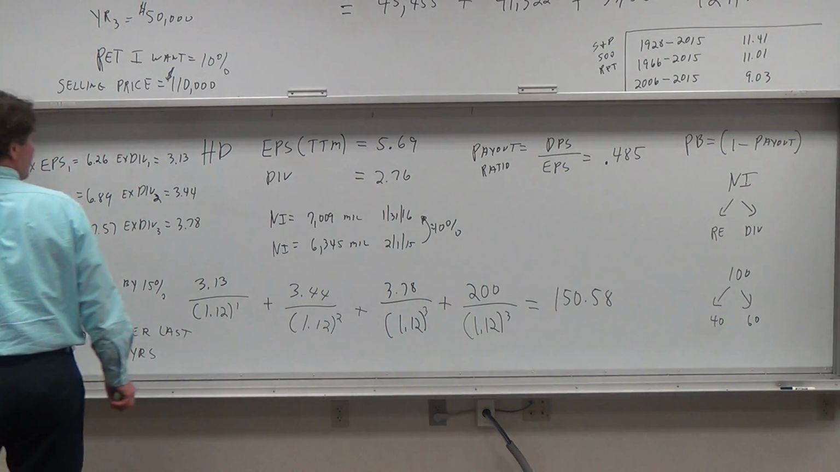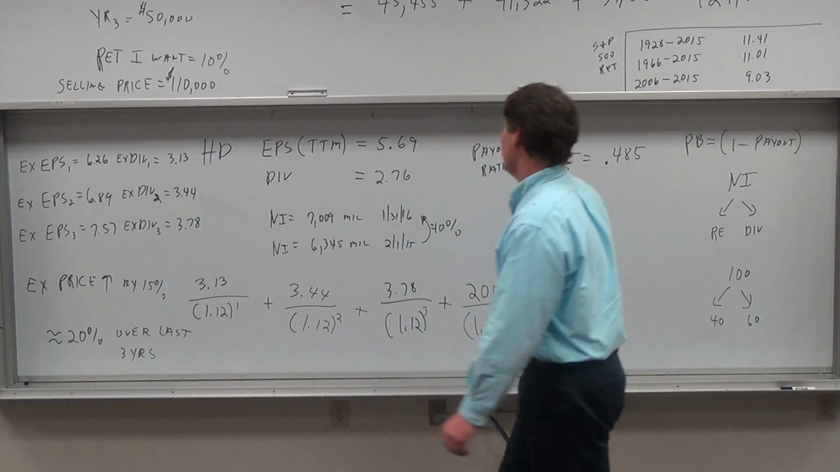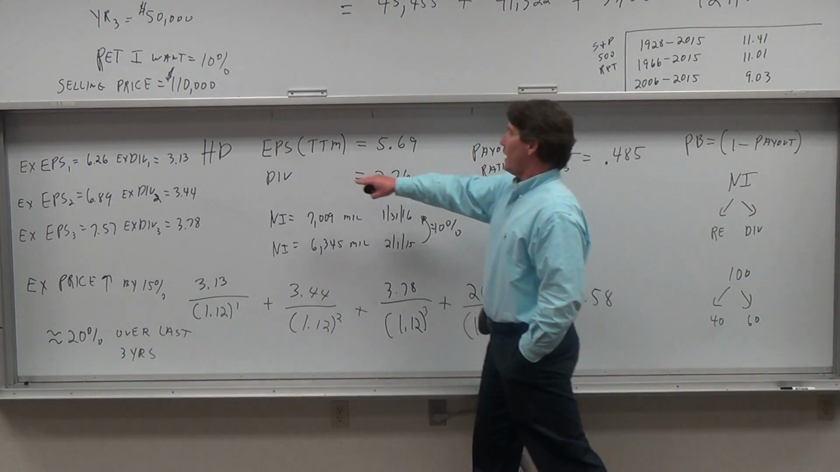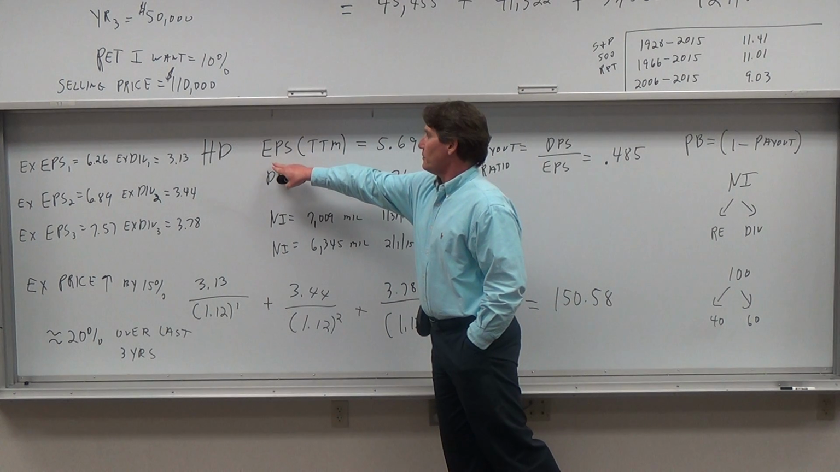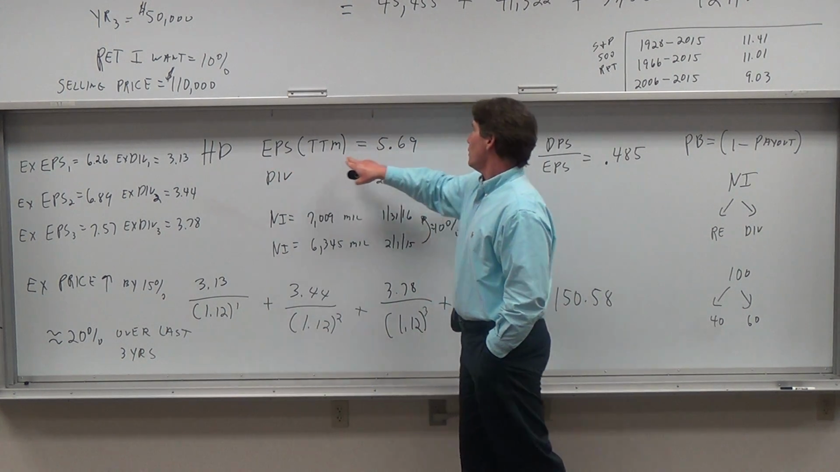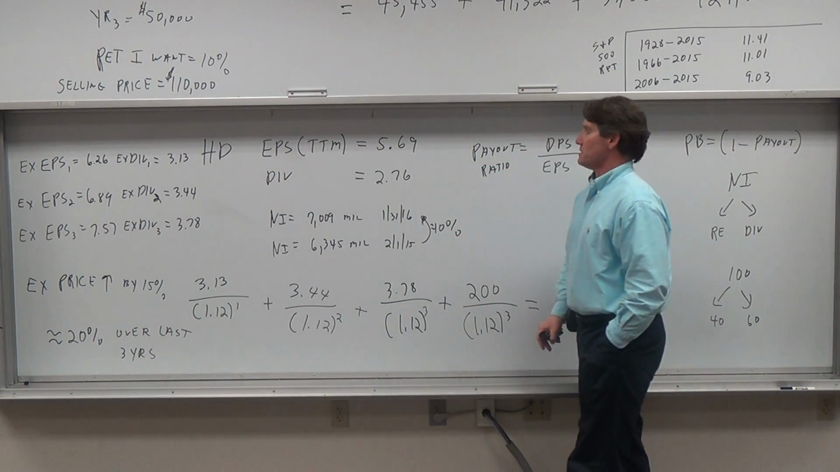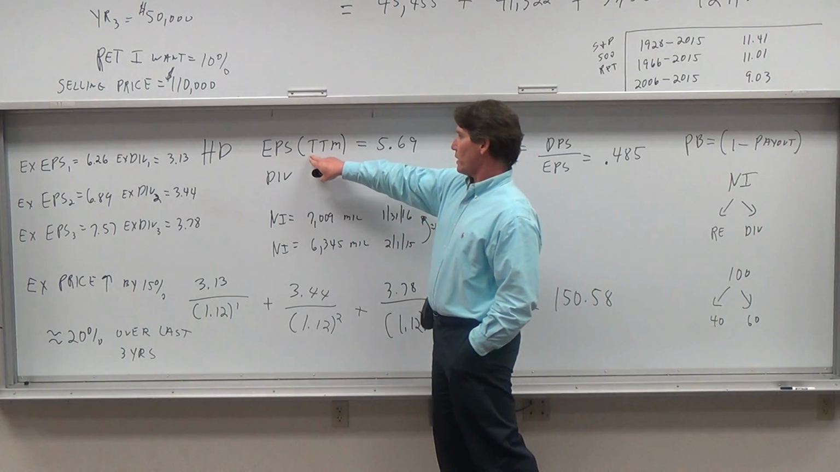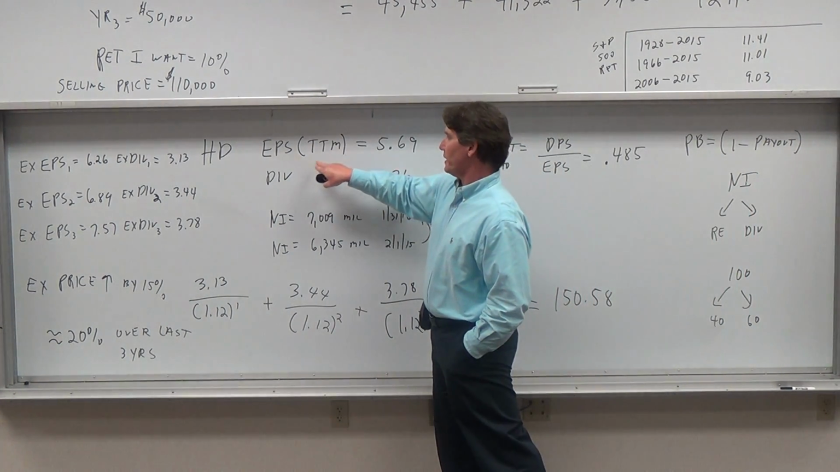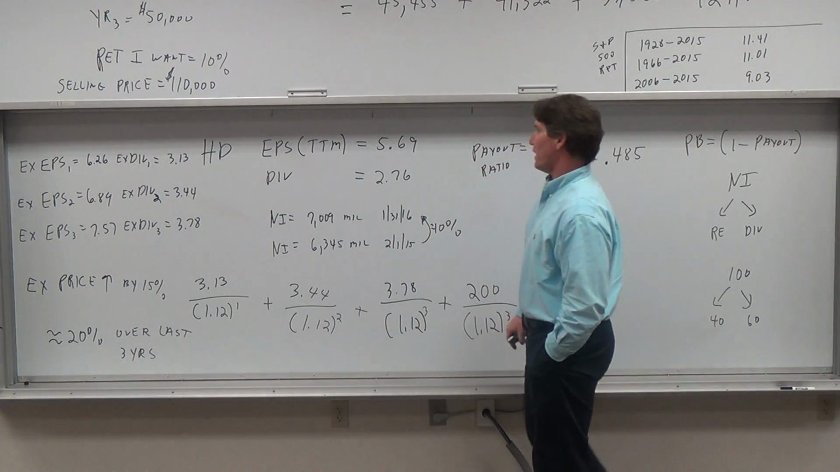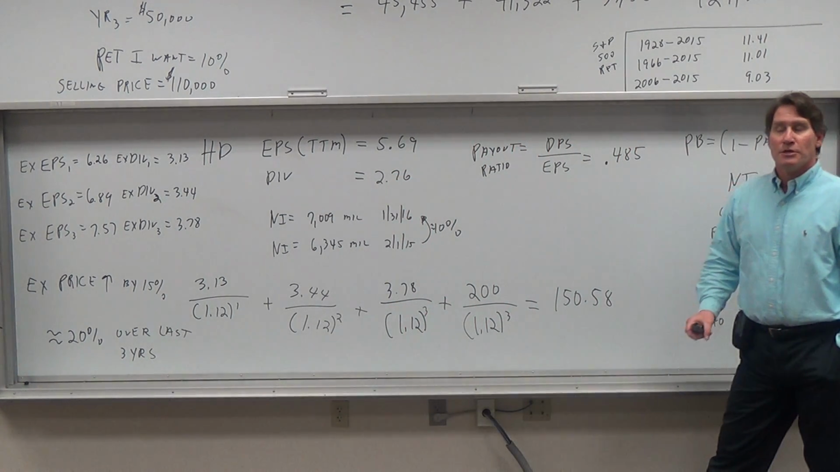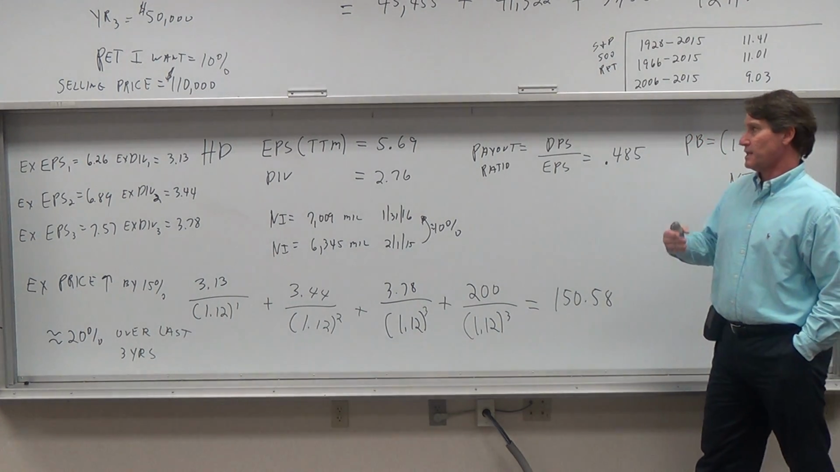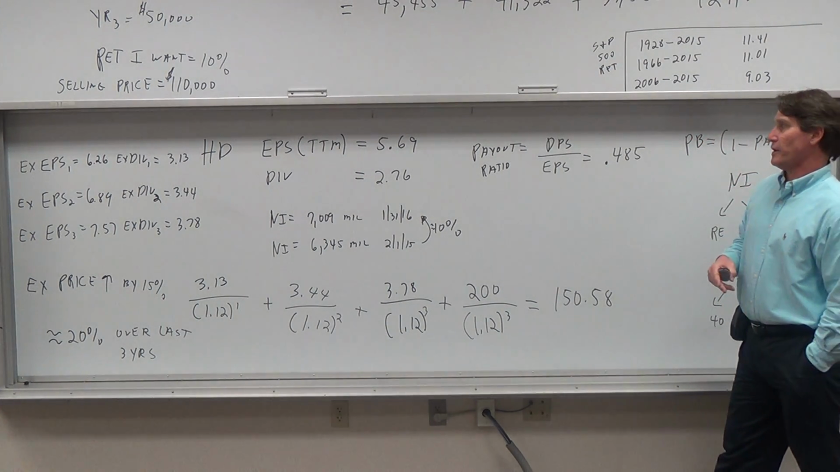So I'm going to do the same thing for Home Depot stock, okay? The first thing I did was I went to Yahoo Finance, and I found that the earnings per share was $5.69. So the last 12 months, this stands for the trailing 12 months, earnings per share was $5.69. So the last 12 months, Home Depot made $5.69 for every one share outstanding.